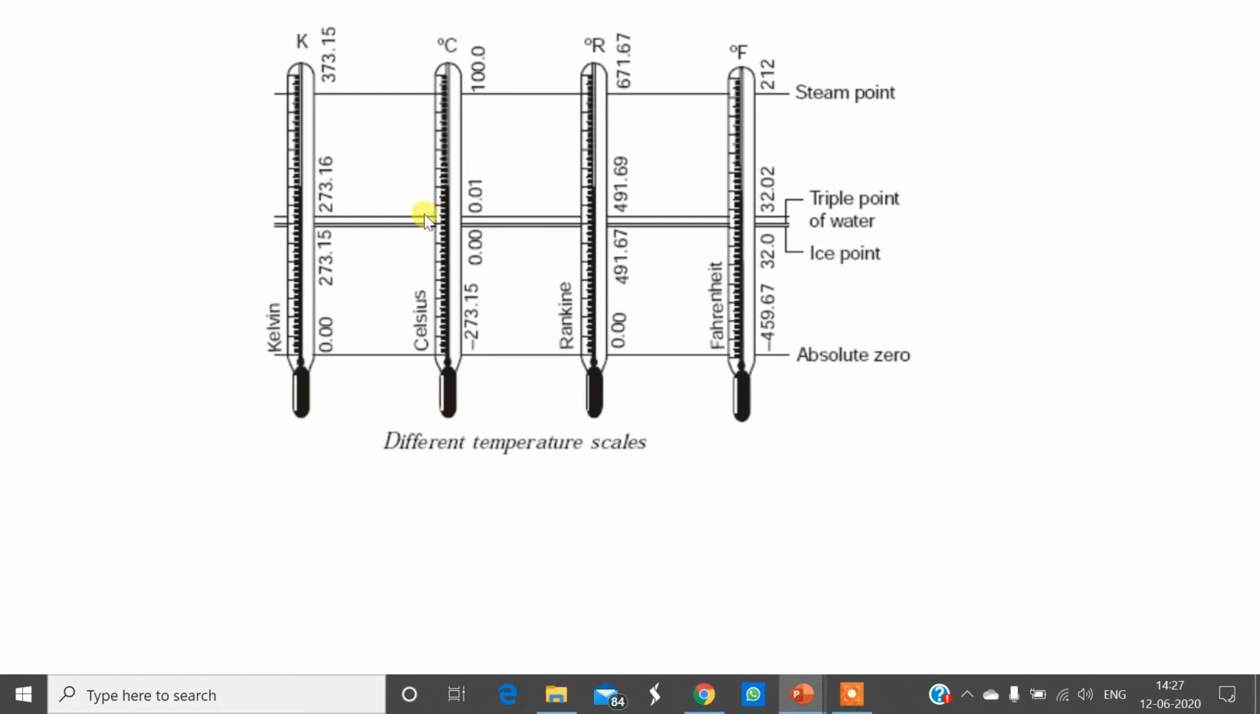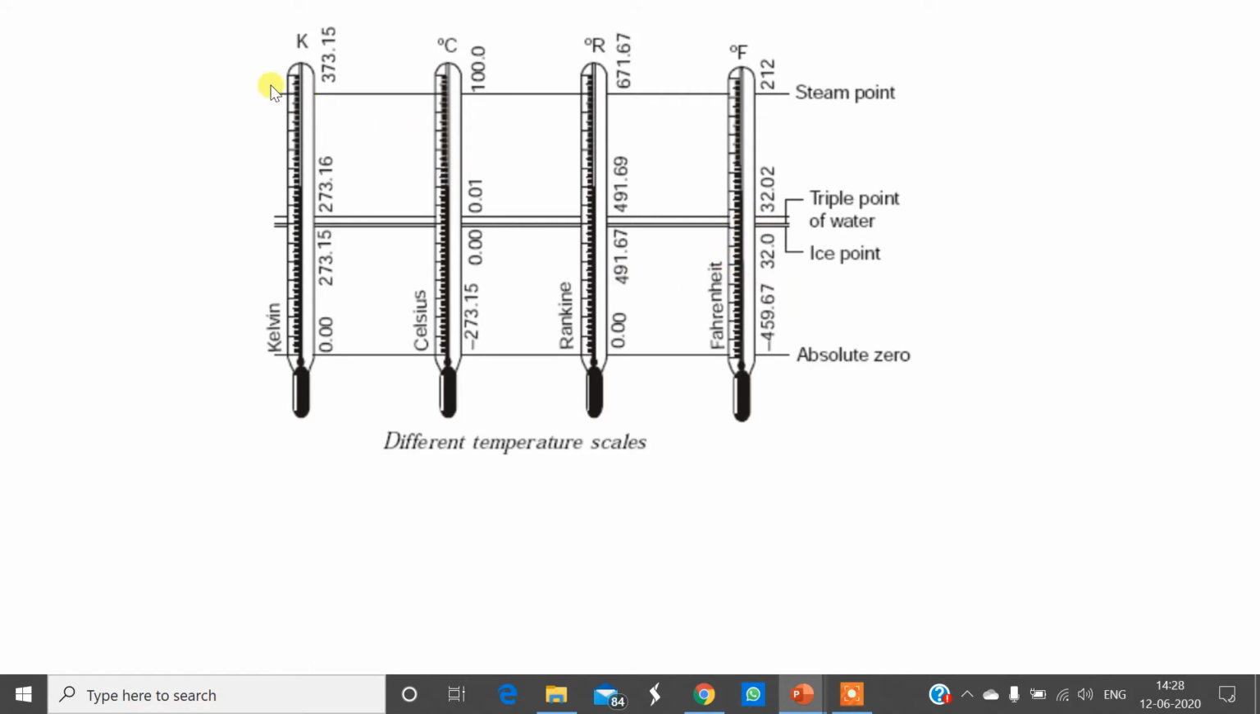But freezing point, the lower line of the two lines in the middle, represents the freezing point of water, that is ice point. Ice point in Celsius scale is 0 degree Celsius, which in Kelvin scale is 273.15 Kelvin. In Rankine it is 491.67, and in Fahrenheit scale it is 32 Fahrenheit.